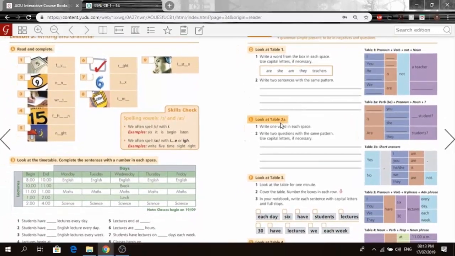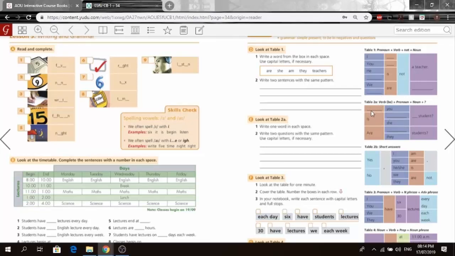Let's move on. Look at table 2A here. So now we have verb to be plus pronoun plus noun, okay? So here and there's a you here, right? So I can't say is you, it's are you, okay? So now I'm asking questions, okay?